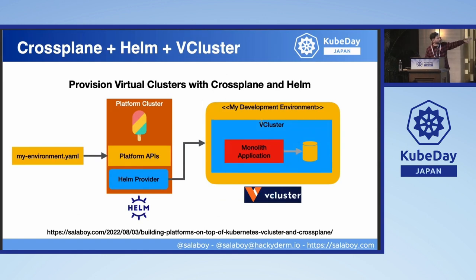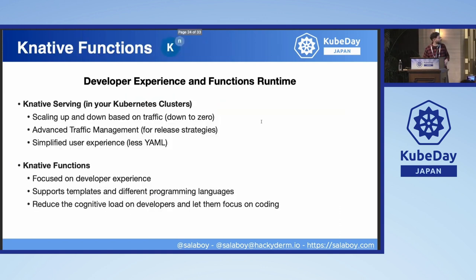So that's kind of what I was doing there. When I send the request to the platform API, Crossplane was using vCluster, which basically is just using Helm to create a new vCluster and deploying my application into the environment.